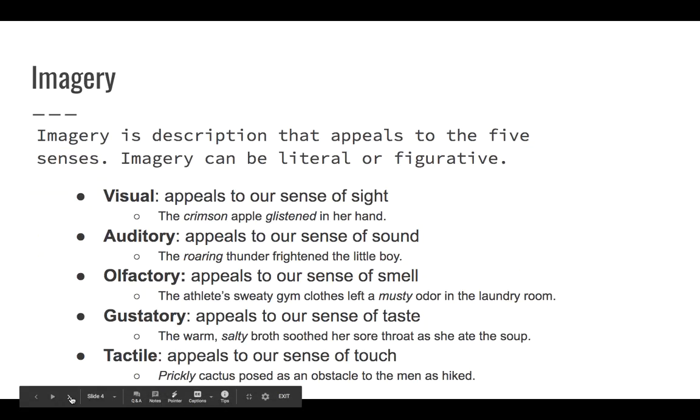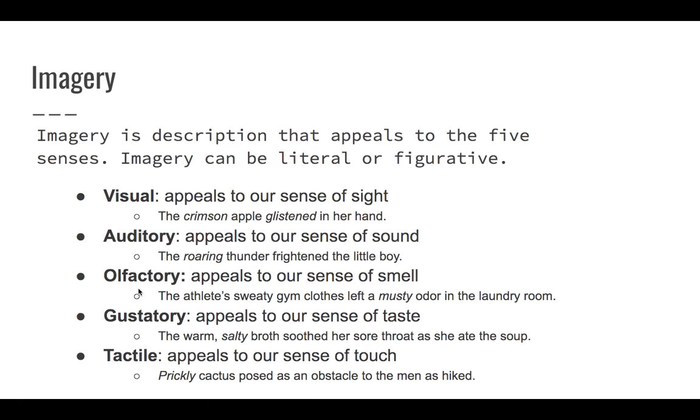Now I'm going to talk about imagery specifically. Imagery is description that appeals to the five senses. Imagery can be literal or figurative. Here's an example of visual imagery. The crimson apple glistened in her hand. You can picture the red apple, crimson is like a deep red, glistening or shining in her hand as you read it. Auditory appeals to our sense of sound. The roaring thunder frightened the little boy. When you read that, you can imagine what the thunder would sound like.